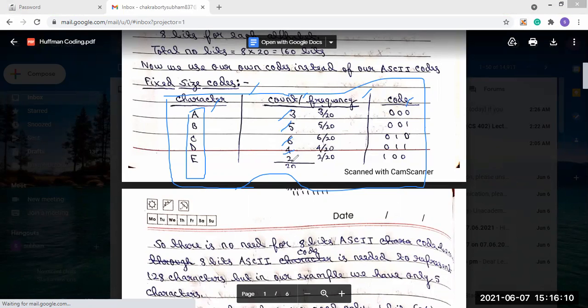So if we add them all up, we will get the total length of the message, that is 20.